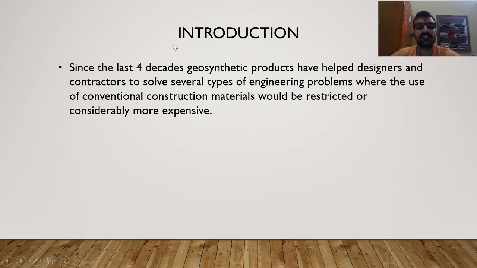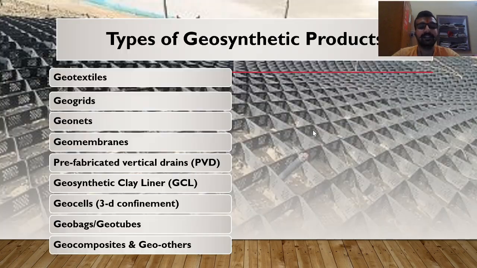Over the last 4 decades, geosynthetic products have helped geotechnical engineers and contractors to solve several types of engineering problems where the use of conventional construction material would be restricted or considerably more expensive. The types of geosynthetic products are as follows. The very first is geotextiles, then geogrids, geonets, geomembranes, prefabricated vertical drains, geosynthetic clay liners, geocells, reconfinement, geobags, geotube, geocomposite, and geoothers.